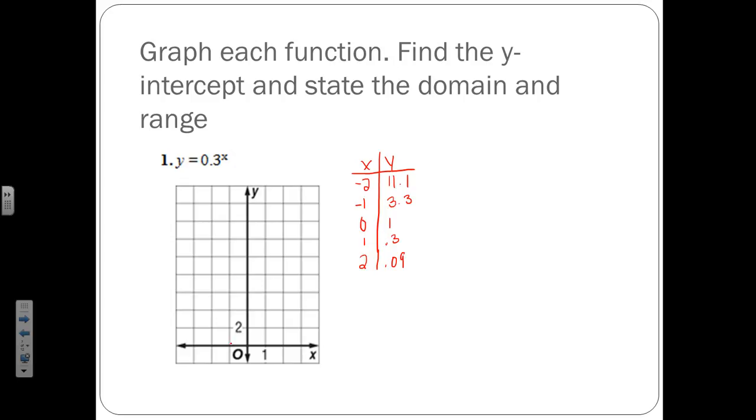I'm going to come over here and graph it. So -2, 11.1 would be right about there.